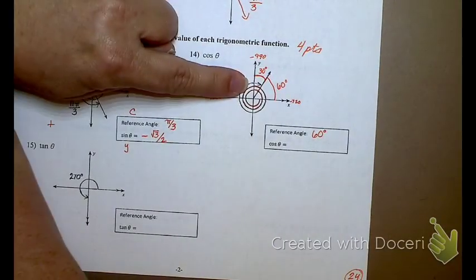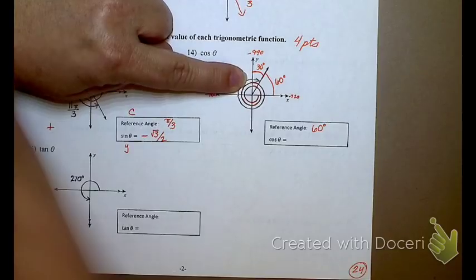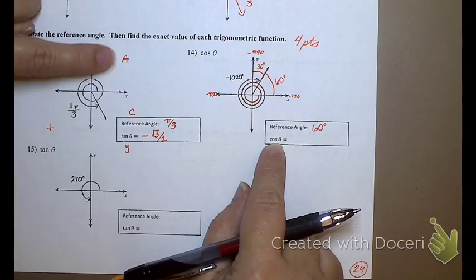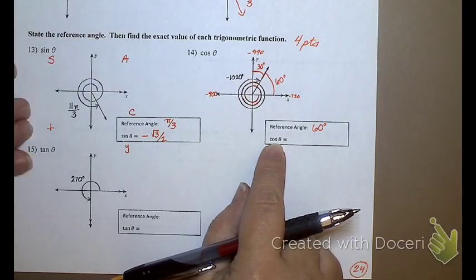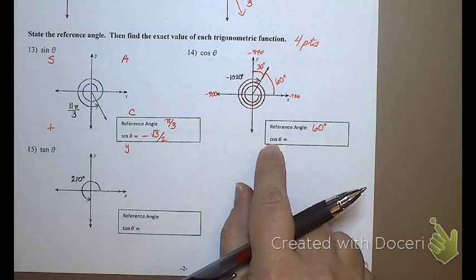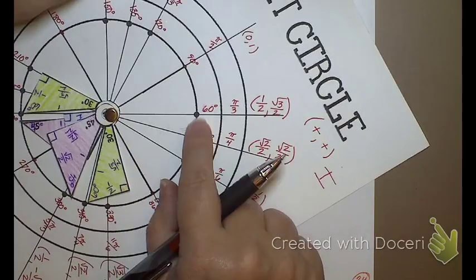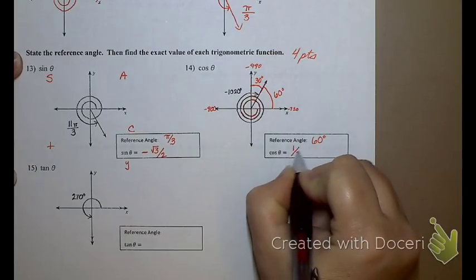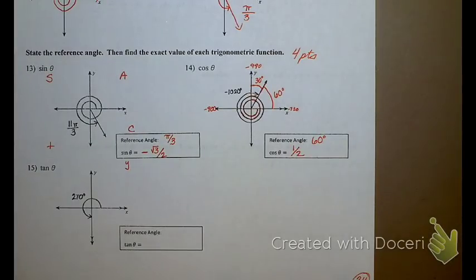Since my terminal side is in that first quadrant, will the cosine be positive or negative? Positive, because all the functions are positive in the first quadrant. So I just need to go to my reference angle and pull out the cosine value. So 60 degrees, what's the cosine value? Cosine is x, so we have 1/2. So? Last question.